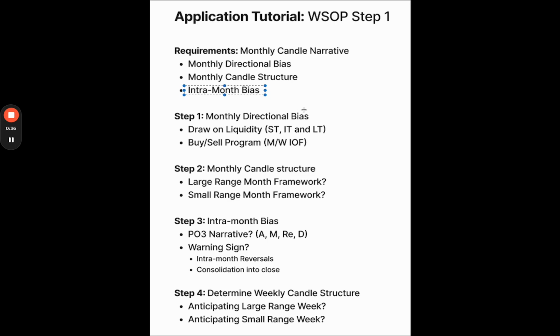Okay, so once we have these three components, we have a narrative, and with that narrative we now know what candle structure we are going to anticipate for this upcoming week. So here's just going to be a quick rundown on how to get the monthly candle narrative.